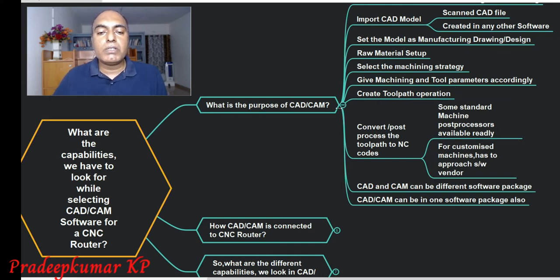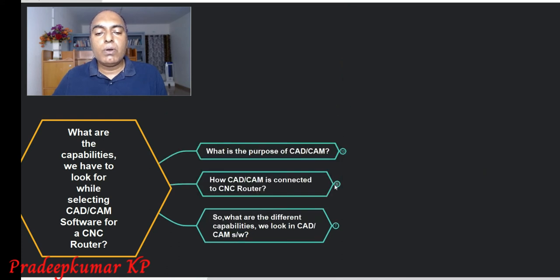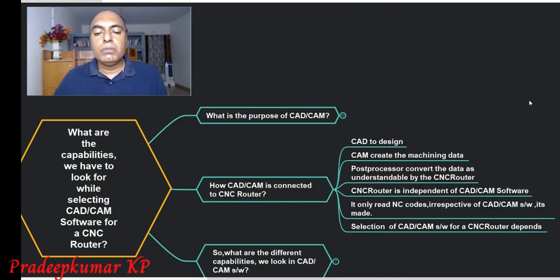So we understood what the purpose of CAD CAM is now. We will see how CAD CAM is connected to the CNC router machine. You know that CAD is for the design, and in CAM we create the machining data. That machining data we will run through a post processor to make it understandable by a CNC router machine. So we convert that data into a form that is understandable by the machine.